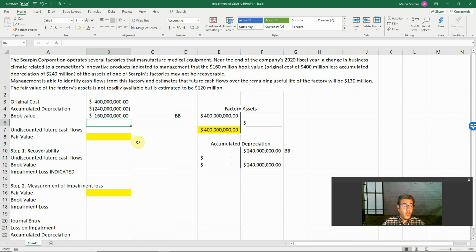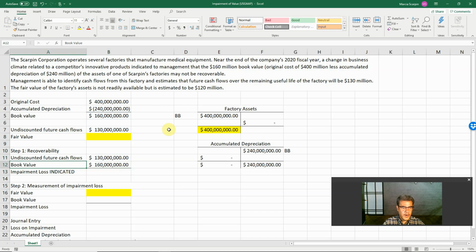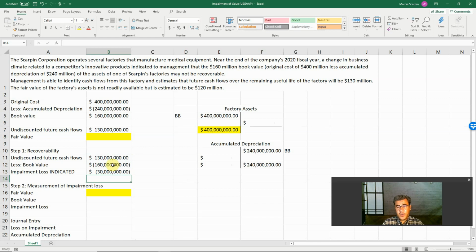So this is our step number one, our undiscounted cash flow, $130 million. So step number one, recoverability. Undiscounted future cash flow, 130. Less book value, and here less accumulated depreciation. So less book value, 160. Oh, we have a loss, $30 million. Okay, let's record it, but we don't record the loss on step number one.